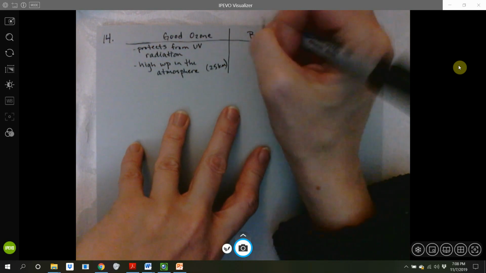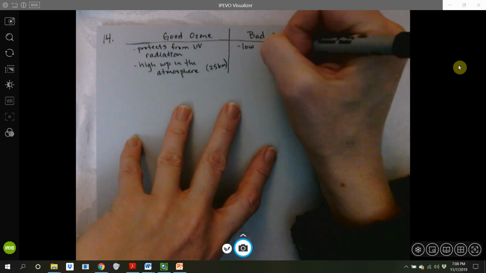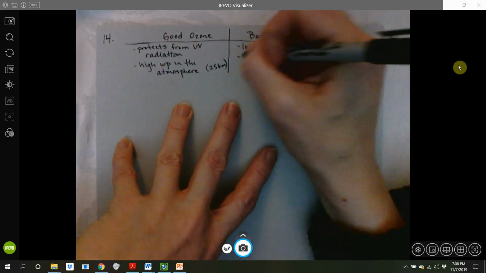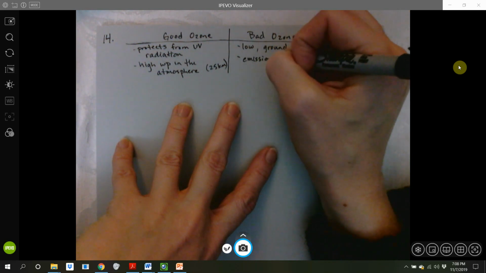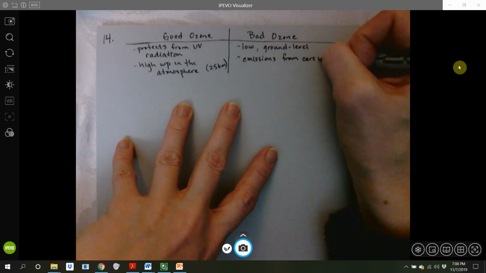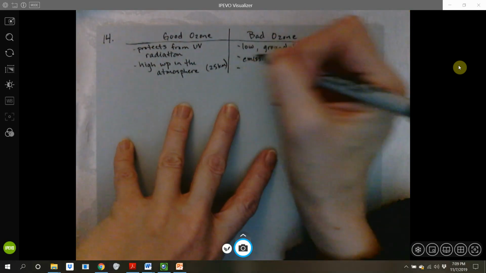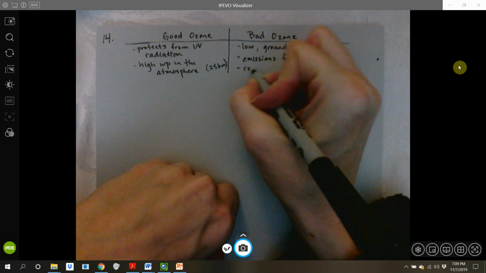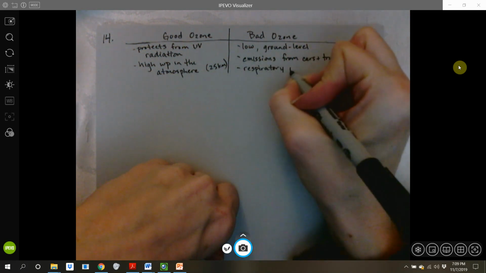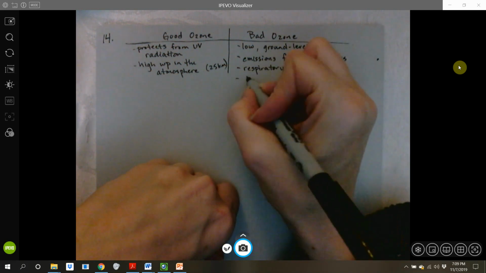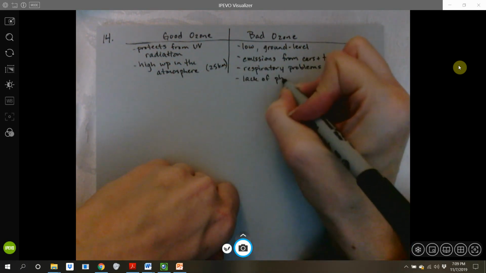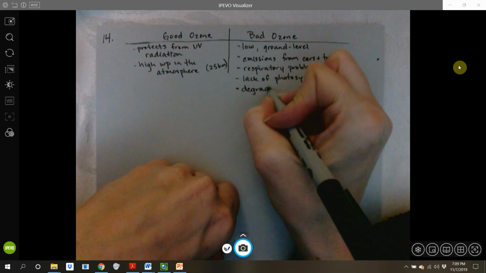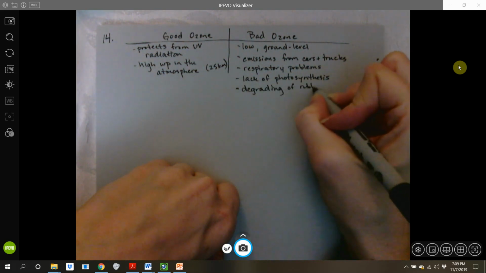Bad ozone is low, ground level. It comes from emissions from cars and trucks. And bad ozone can lead to some pretty nasty things: respiratory problems, lack of photosynthesis, and degrading of rubber and metals.